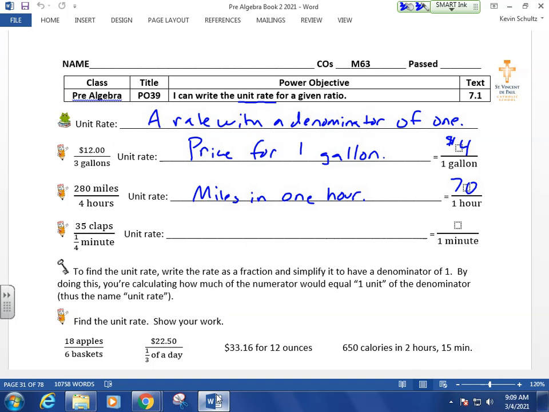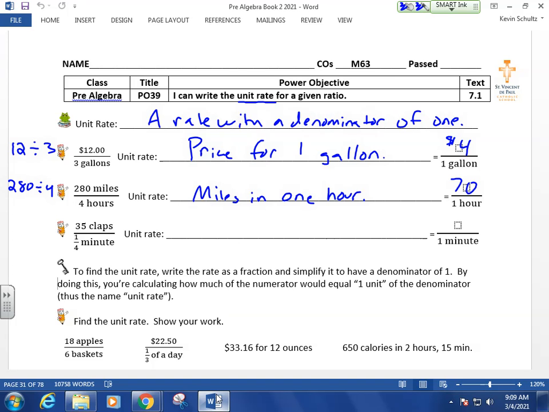Okay. And what did we say was kind of the method to get that unit rate? How did we get from 12 over 3 to 4 over 1? What do we do, John? Yeah, just divide the fraction. 12 divided by 3 equals 4. Okay, 280 divided by 4 equals 70, right?